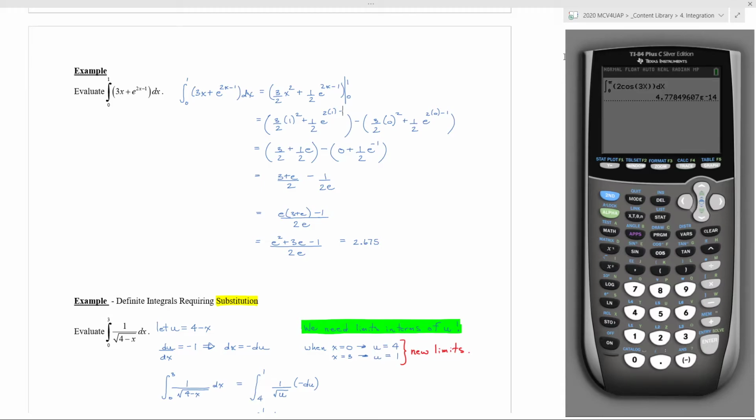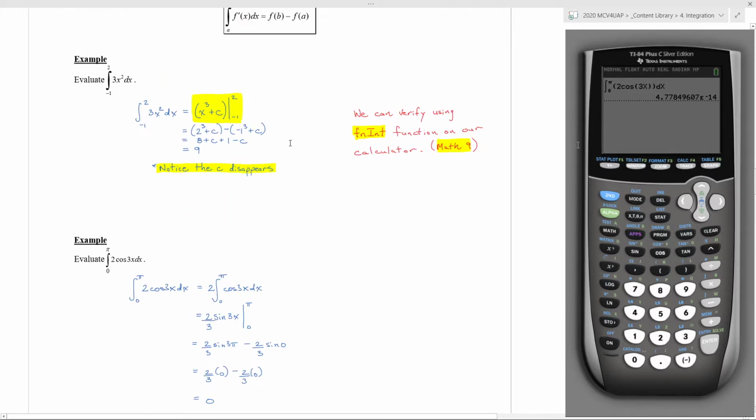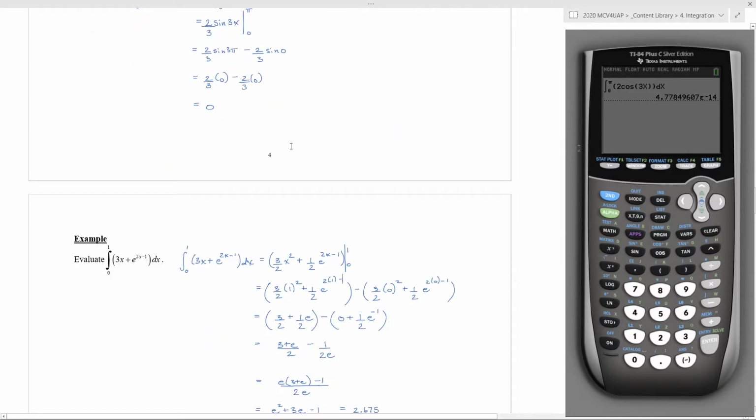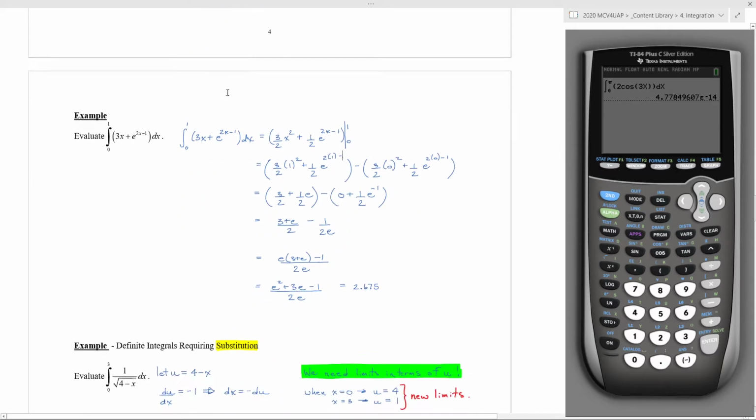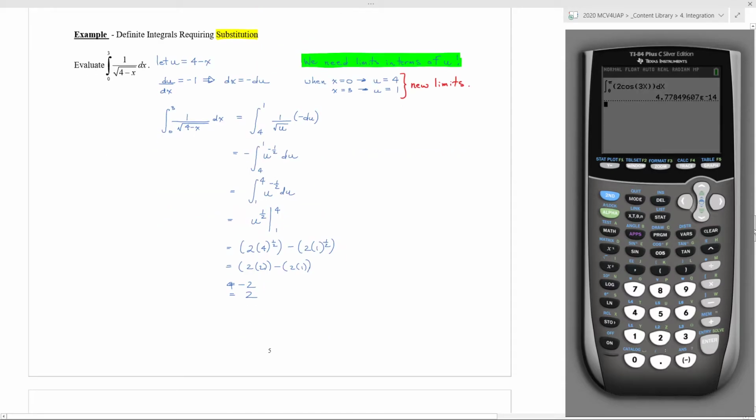Okay, so the first three examples, the integrand of each one of those integrals is fairly straightforward. We didn't need to use any fancy integration methods like substitution or completing the square or long division. But I need to show you what happens if I've got a definite integral requiring substitution. So this example here is a pretty straightforward integral requiring substitution.